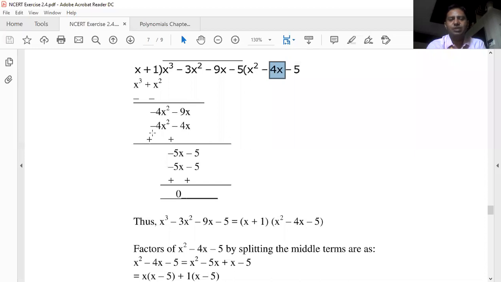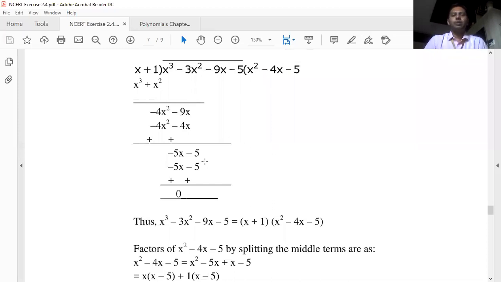While subtracting, we'll change the sign. So minus 4x square and plus 4x square will get cancelled. Left with minus 9x and plus 4x. Minus 9x plus 4x will give you minus 5x. And minus 5 as it is. Now minus 5x divided by x will give you minus 5. Minus 5 into x is minus 5x. Minus 5 into 1 is minus 5. While subtracting, we'll change the sign and the remainder will become 0.